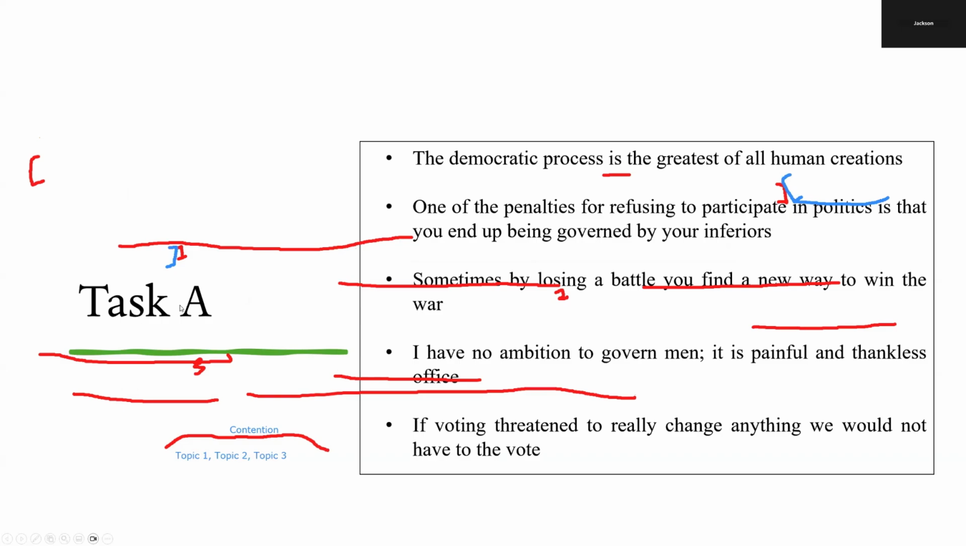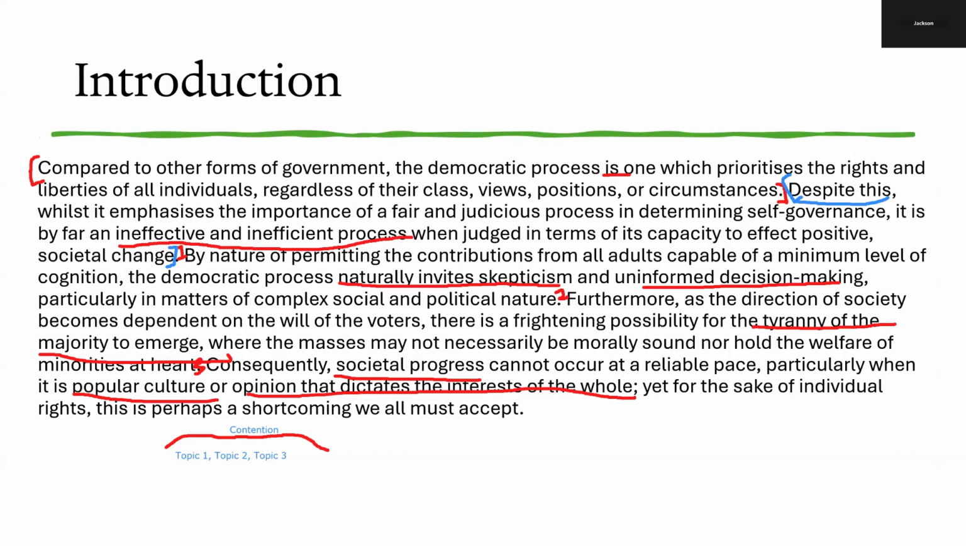okay, that is terrible. If you look at this part here, the democratic process is the greatest of all human creations. Simple agreement would just be yes, completely agree. Simple disagreement would be no, completely disagree. Now, the whole point of what this contention is saying is that although it is fair and judicious, it is ineffective and inefficient. Can you see how that's less one-dimensional? It's saying it has its benefits. However, there are issues with inefficiency and ineffectiveness. So it's not just saying, yes, it is the greatest invention, or no, it isn't. But it is in fact saying that, okay, it is good in this regard, but however, suffers from the rest of this particular idea. So that's what I mean by contention that extends beyond simple agreement and disagreement.